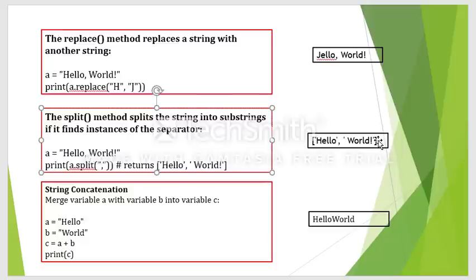Okay. Next, string concatenation. Concatenation means merging two strings. Suppose you have taken A is equal to hello, B is equal to world. We can write a statement C is equal to A plus B. Whenever we write C is equal to A plus B, obviously it is a combination of A and B. So if you try to print the variable C, you will get the answer as hello world. We are combining both strings into a single string.